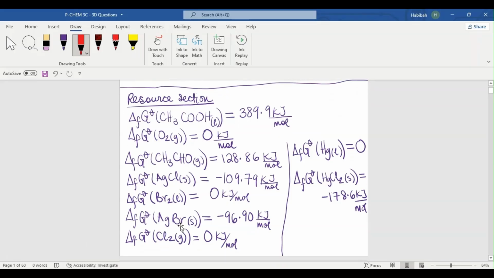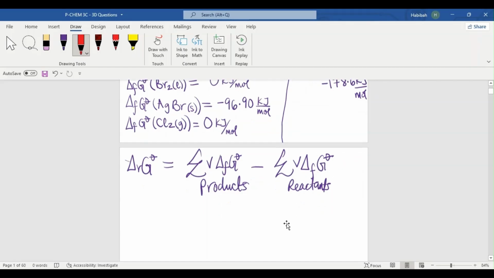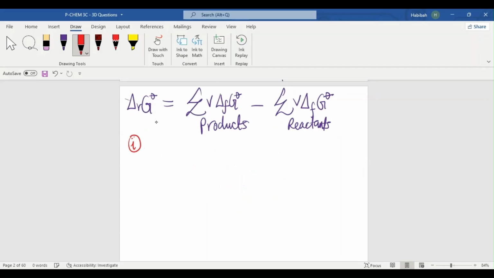So I wanted to say that before we can start using all of this information on this page, we have to understand the major formula we're supposed to use, which is the Gibbs energy of reaction, right? The standard Gibbs energy of reaction is equal to the summation of the Gibbs formation energies for the products minus the summation of the Gibbs energy of formation for reactants. So to begin, I'm going to start with the first reaction.